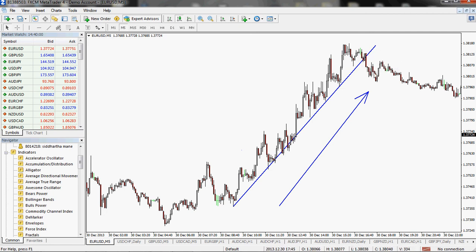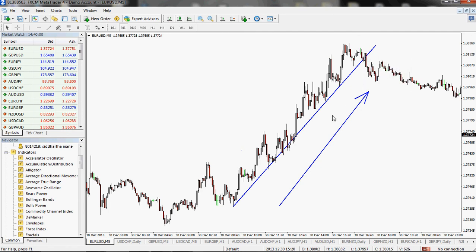You can clearly see that the trend is broken at this point. The trend is in this direction, but you can clearly see that the trend is broken in the reverse direction. So you have to stop scalping at this point. You cannot really enter scalping at this point.